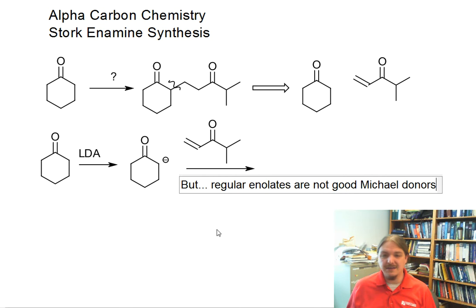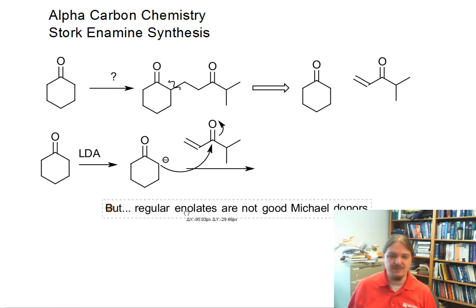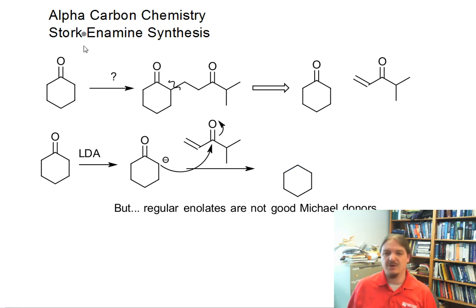Regular enolates like the cyclohexanone enolate are not good Michael donors. This reaction, assuming it does anything, is going to give nucleophilic attack at the carbonyl group, and you're going to get the wrong product. Let's get rid of my conditional statement here. That's going to be disappointing because you wanted something else to happen. Not what we want, right?